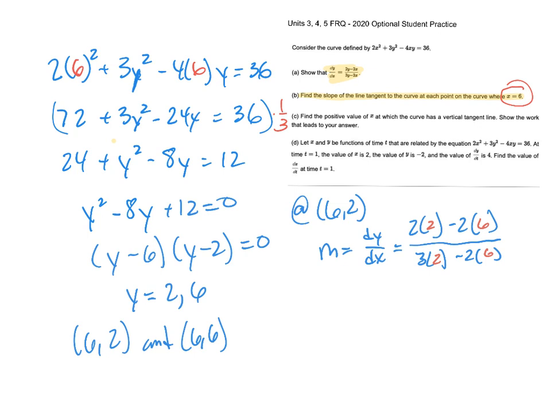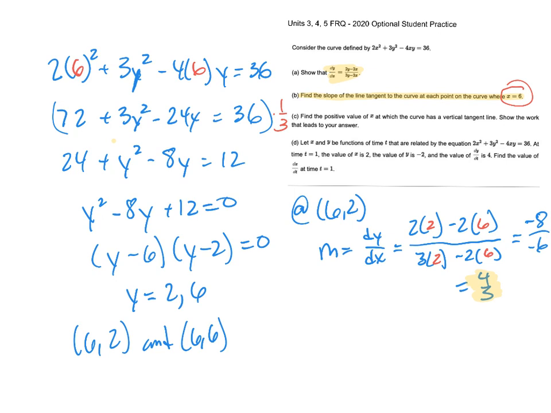Let's see if I'm any good at arithmetic here. That's going to be 4 minus 12, which is negative 8, over 6 minus 12, which is negative 6. So that's going to be 4/3. So one of my slopes is 4/3.